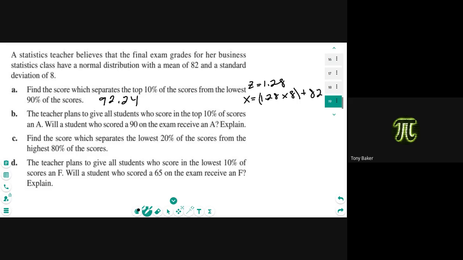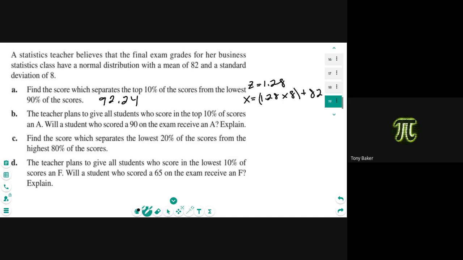Do you always use 1.28? No, this one, because it was 90% again. That's why we were able to use the 1.28 again, because it was the exact same, the 90th percentile, 90%, same thing. Got it. But if it was different, like we're going to have to do a different one for B and C when we do 80% of the scores. And this is why I said, if somebody tells you they're going to grade on a curve, run. Teacher plans to give all students who score in the top 10% of scores an A. Will a student who scores 90 on the exam receive an A? No.